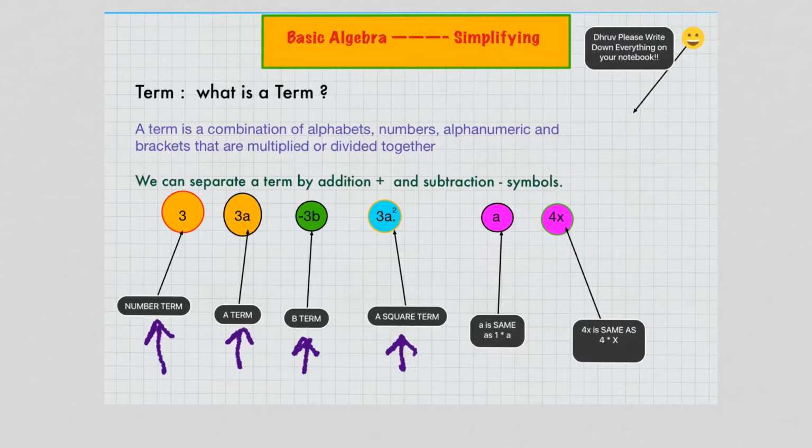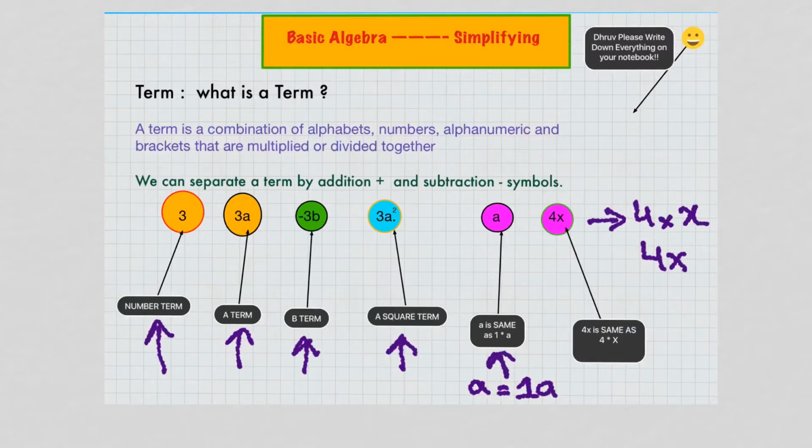3a squared. A squared is a term. Just as a is the same as 1a, similarly 4x is the same as 4 times x. 4x or 4 times x is the same thing.